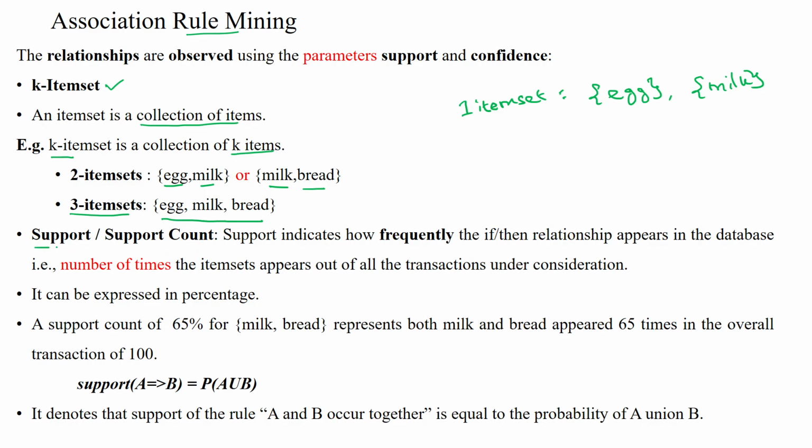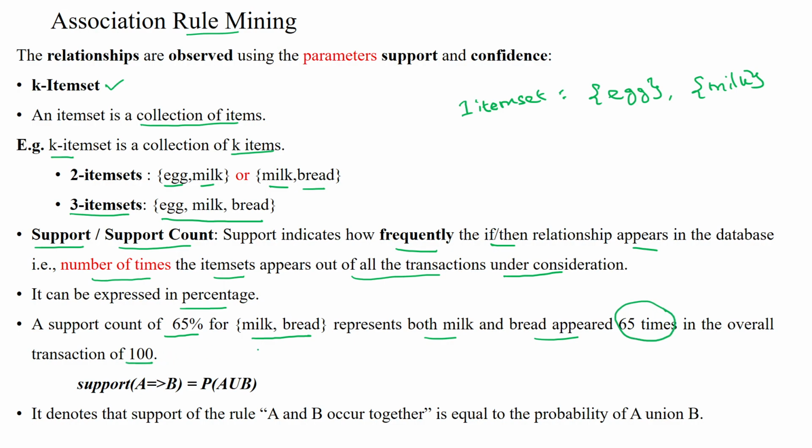And another parameter is support or support count, which indicates how frequently the if and then relationship appears in the database. That is the number of times the item set appears out of all the transactions which are considered for the processing. It can be expressed in percentage also. A support count of 65% for the milk, bread two item set represents that both milk and bread appeared 65 times in overall transactions of 100 times.